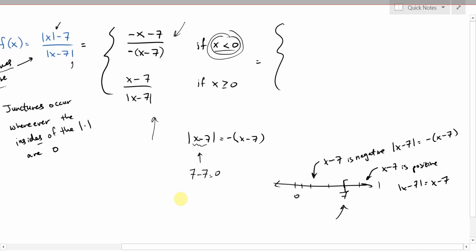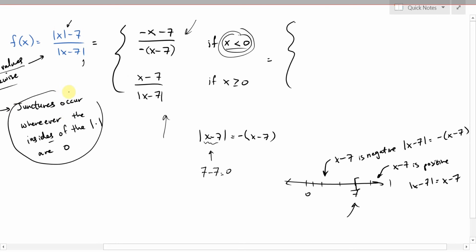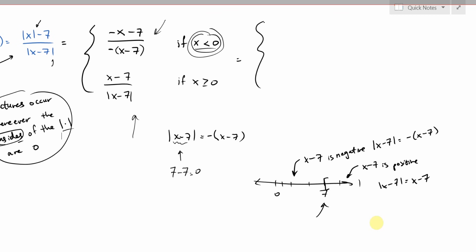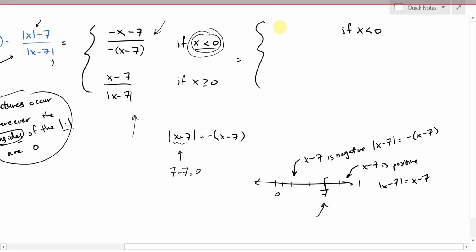And that was the rule I said here. The junctures typically occur wherever everything that's inside of the absolute value sign is collectively equal to 0. And that happens when x is 7. So we should add that as another condition. We already know the formula if x is negative. It's negative x minus 7 over negative x minus 7.